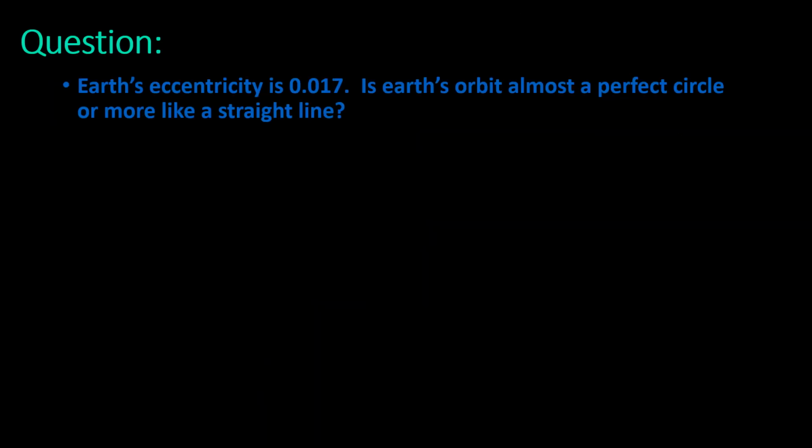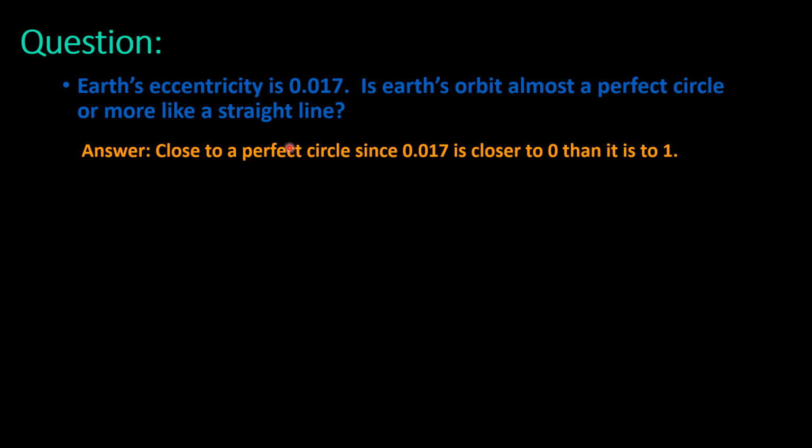So let's do an example with an eccentricity question. The Earth's eccentricity is 0.017. So our question is, is the Earth's orbit almost a perfect circle or more like a straight line? And the answer is going to be that Earth's orbit is closer to being a perfect circle because 0.017 is closer to 0 than it is to 1. So we basically look at that value for eccentricity. We got this right out of the reference tables. And we basically decide, is it closer to 0 or is it closer to 1? And obviously this is very close to 0. So Earth's orbit is almost a perfect circle. Like I said, you'd have to have a really keen eye to be able to tell that difference.